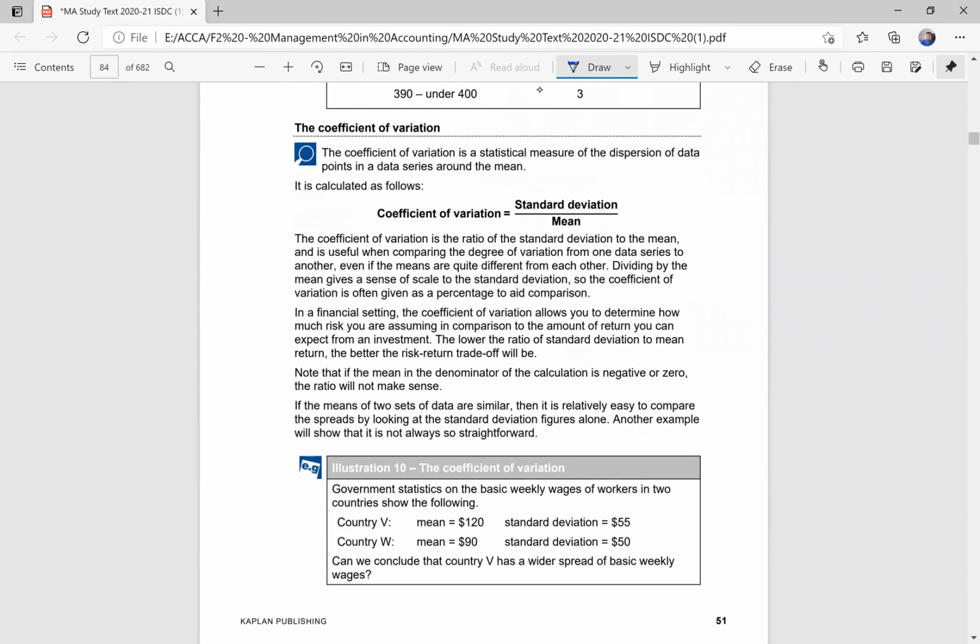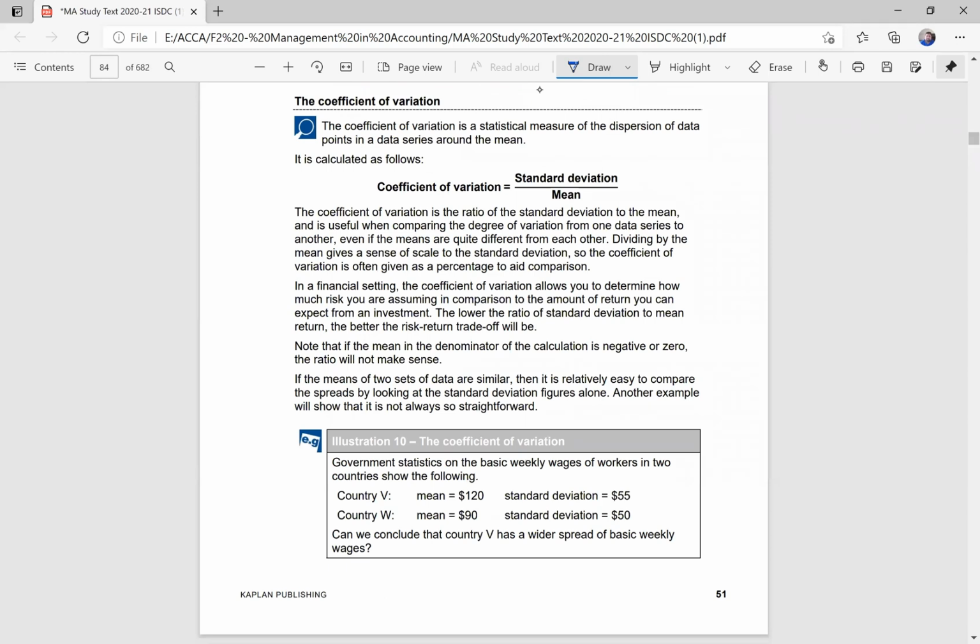Now coming towards the coefficient of variation. The coefficient of variation tells you how the data points have been dispersed around the mean. Standard deviation told you how far away the data went from the mean, and the coefficient of variation tells you how the data actually has been dispersed. So it is easier than standard deviation. Standard deviation divided by mean is the formula for it.